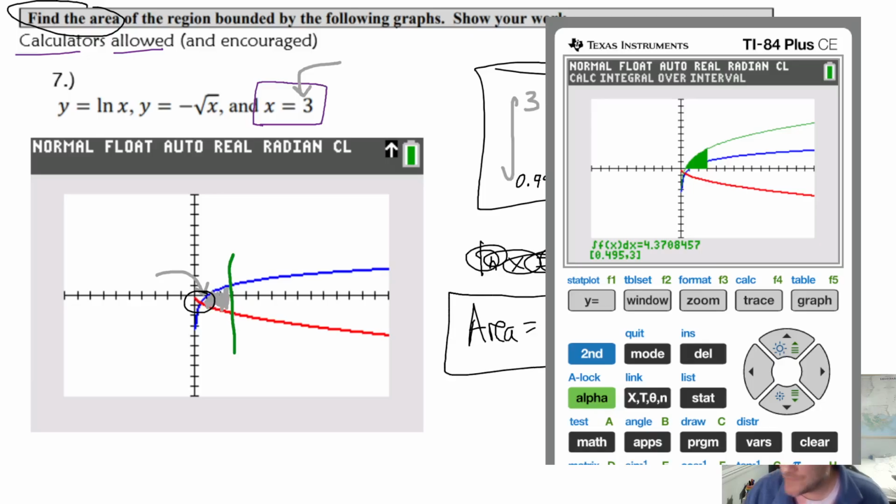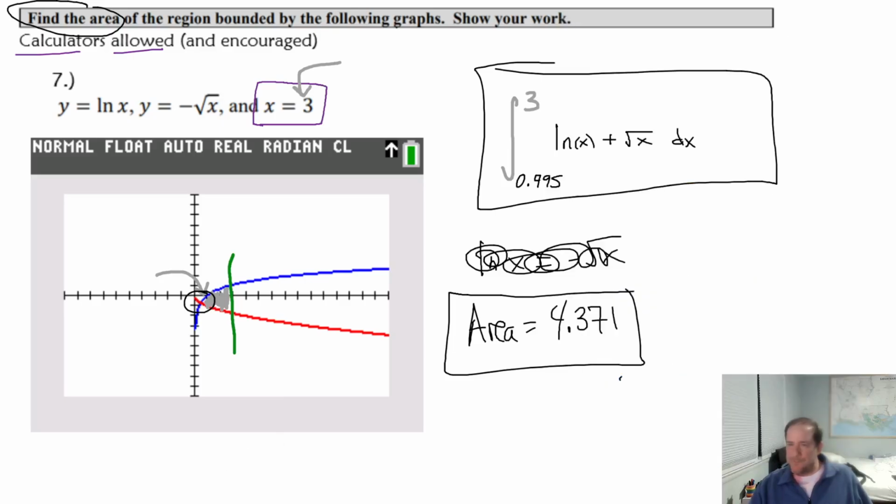And that's it. That's the whole thing done inside of a calculator. And that's fine. You didn't have to do the algebra to find the points of intersection. You didn't have to do anything. This was all good. Let's do another.